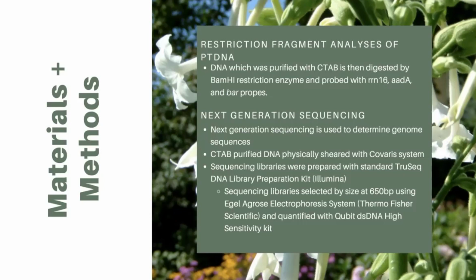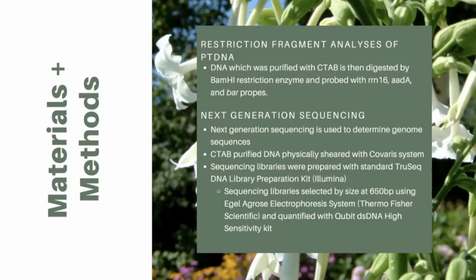The next generation sequencing is the next method we'll be discussing. Next generation sequencing involves determining genome sequences. The cetyltrimethylammonium bromide purified DNA was physically sheared with the Covaris system. And the sequencing libraries created from this were then prepared with a standard TruSeq DNA library preparation kit, which is just one of those kits you can buy off a scientific website, which helps you go along with the next generation sequencing program.